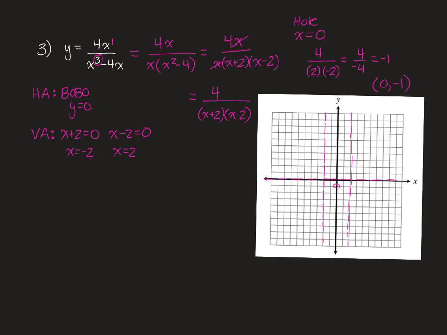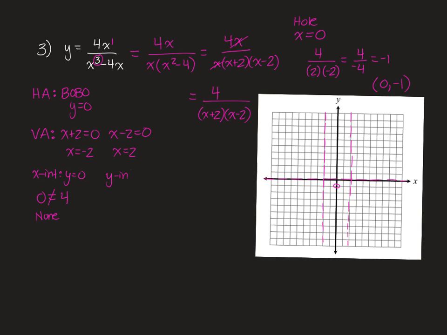Now we need to find x and y intercepts. So x-intercept, that's when y equals 0. We use the simplified form, and anytime we set a fraction equal to 0, we just need to look at the top. So 0 equals 4, that's not correct, that doesn't work. So there are no x-intercepts, which makes sense, again, because our horizontal asymptote is the x-axis. It's never going to cross the x-axis.